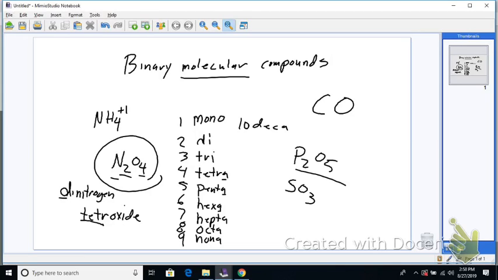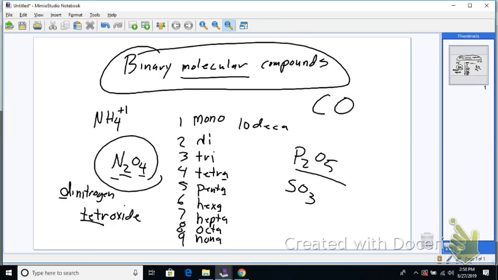So if you have to write the formula, I'm not going to do those, but it would be the same thing. You just use the subscripts for the prefix. Okay. So that's binary molecular compounds naming, and we'll give you some of those to work on. Probably not as many of those to work on as the other ones, because we don't see those as often. We do see them.